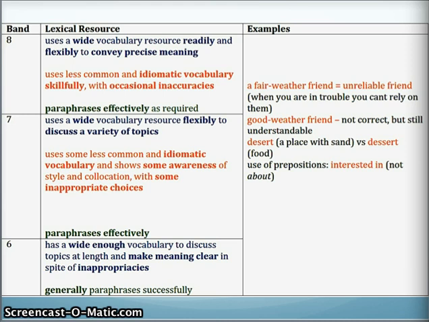I think what makes you move up from band 7 to band 8 is the extent to which you are fluent and skillful in using these idiomatic phrases. In band 8, you use idiomatic vocabulary skillfully. In band 7, you use some less common and idiomatic vocabulary and show some awareness of style and collocation. So you use them, but not as skillfully and fluently as required for band 8.